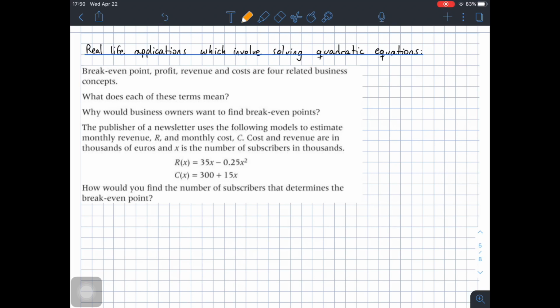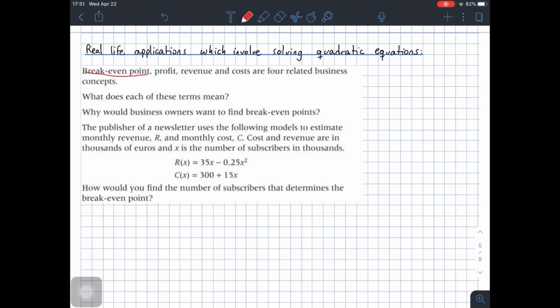This is widely used for people who study maybe administración de empresas or economics or comercio internacional. All of those careers have a lot of this. Okay, so let's read what this is about. It says, break-even point, profit, revenue, and costs are 4 related business concepts. What does each of these terms mean?